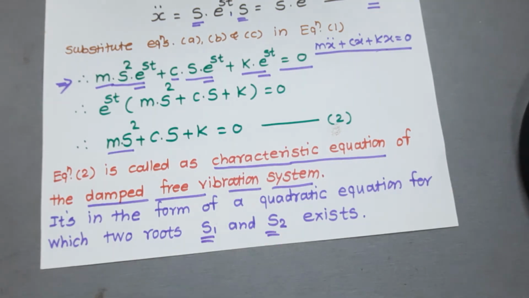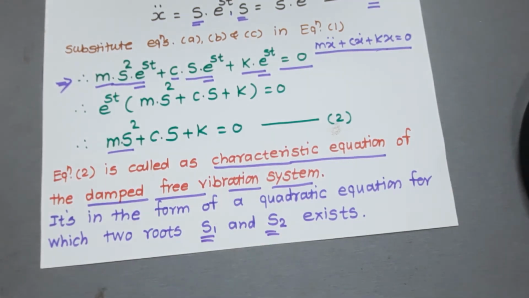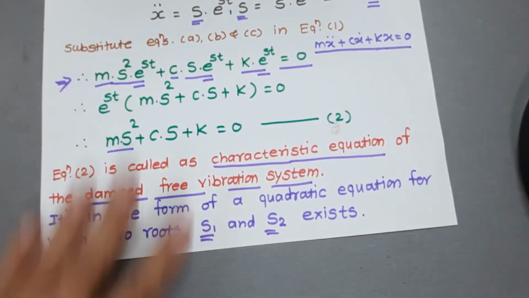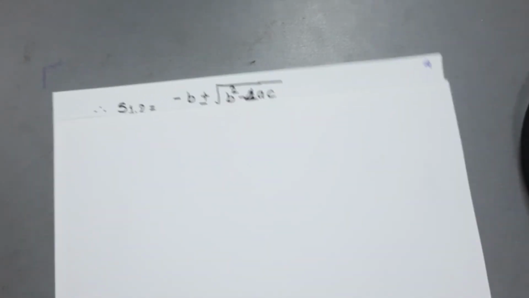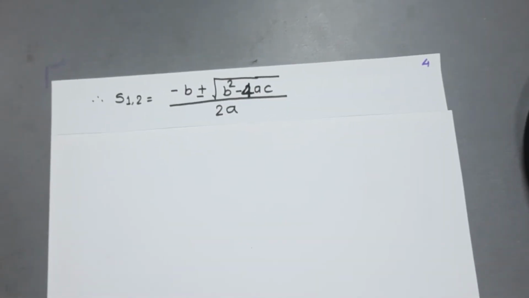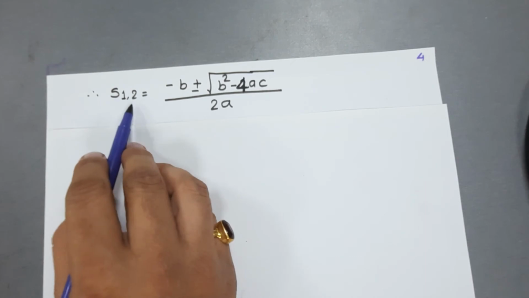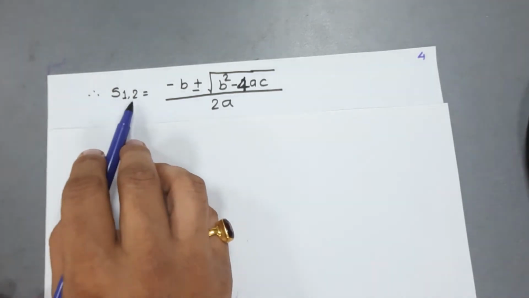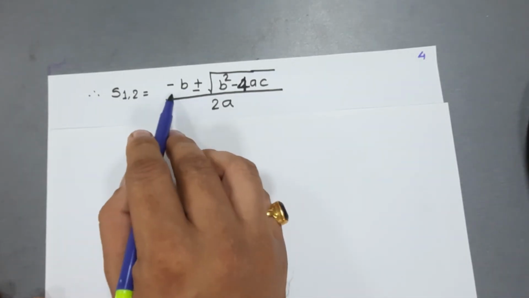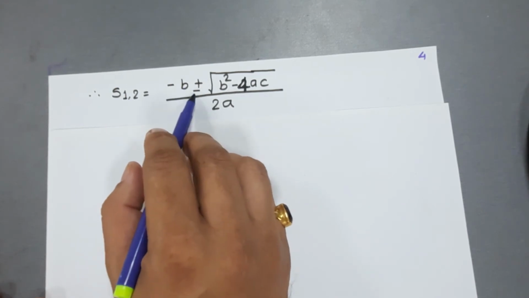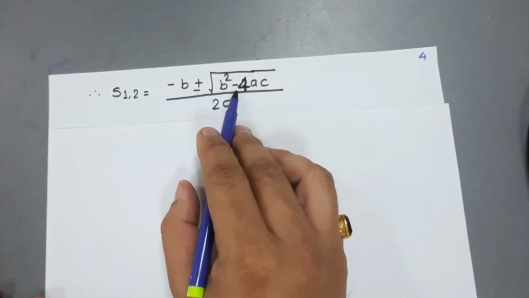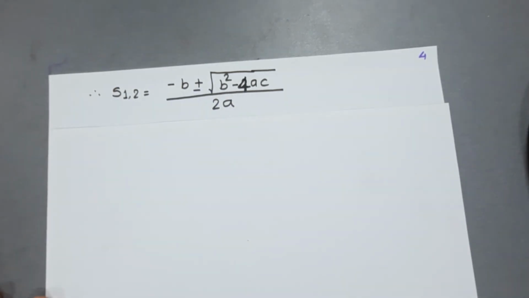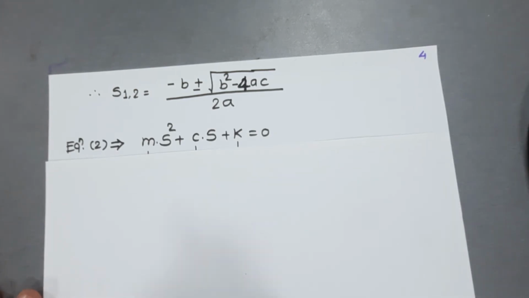So by using the quadratic equation, how do we calculate the roots? We have one standard formula. The two roots s1, s2, so s1,2 is equal to minus b plus or minus the square root of b square minus 4ac, divided by 2a. Now dear friends, we have this equation number 2.